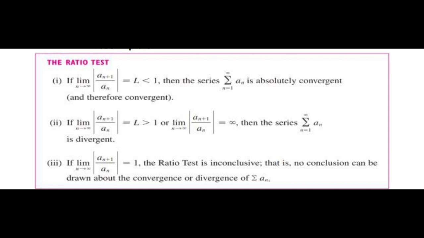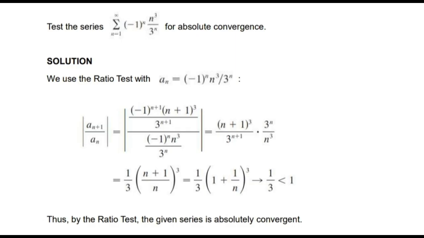Another thing to consider when we use the ratio test in concluding is that if the limit as n approaches infinity of the absolute value of a sub n plus 1 over a sub n is equal to 1, the ratio test is inconclusive. That is, no conclusion can be drawn about the convergence or divergence of the summation of a sub n. Now we have an example.